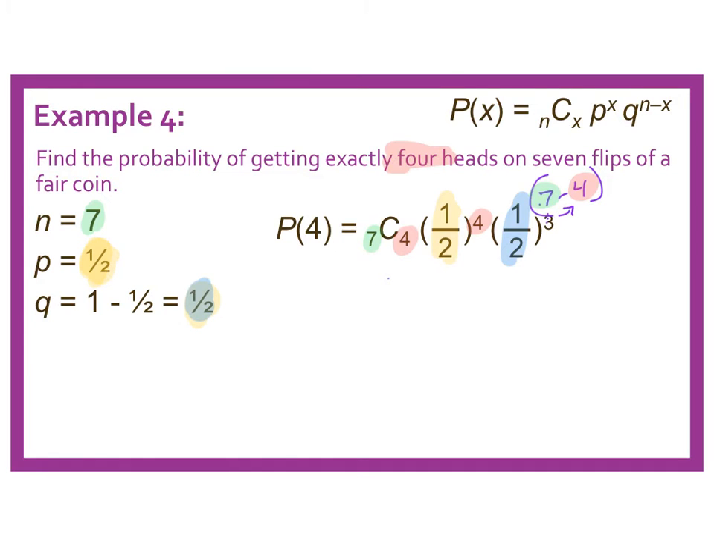Okay, so my probability, I put it all into my calculator. I get 0.2734. That's my probability. Or you could say 27%.